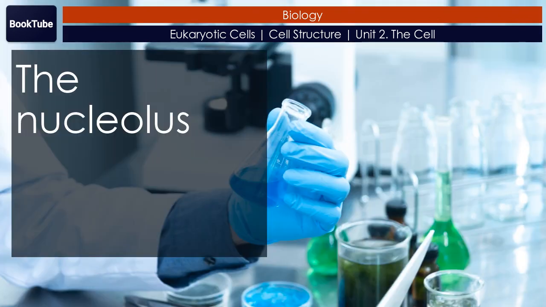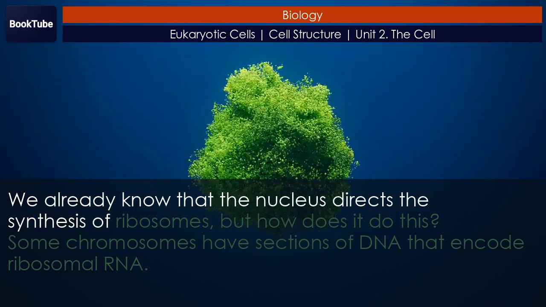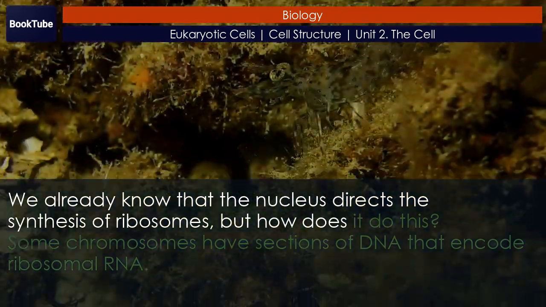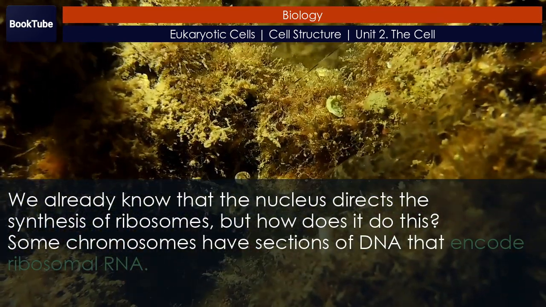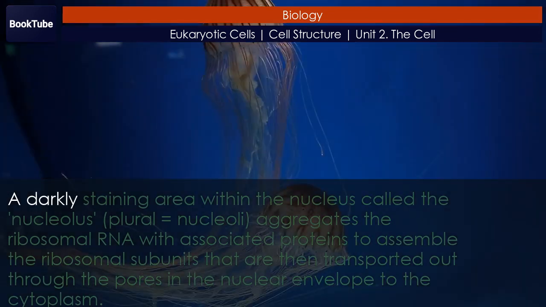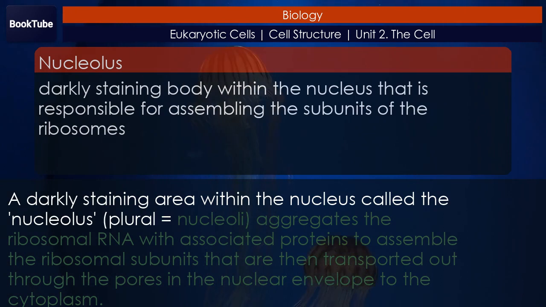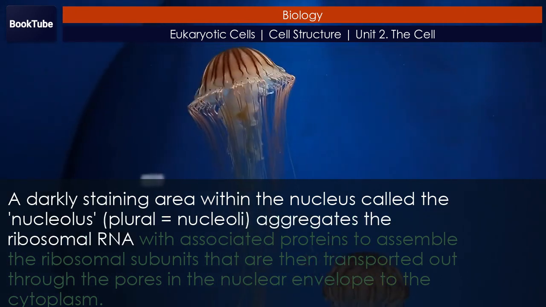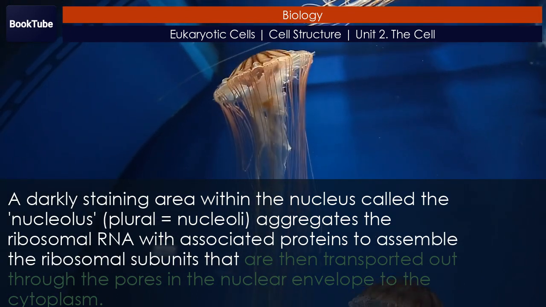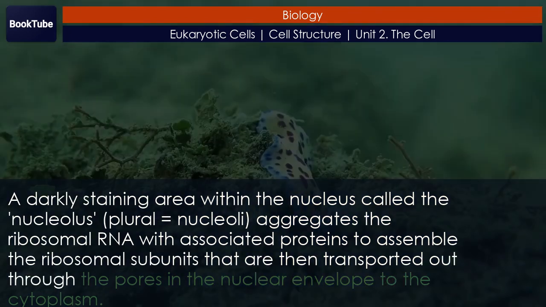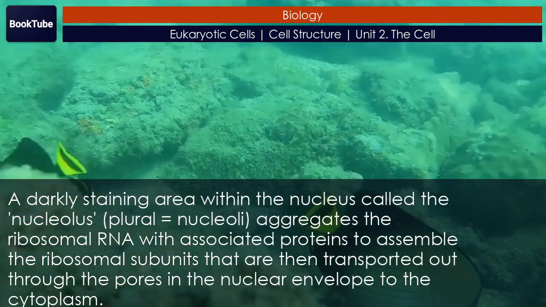The nucleolus. We already know that the nucleus directs the synthesis of ribosomes. But how does it do this? Some chromosomes have sections of DNA that encode ribosomal RNA. A darkly staining area within the nucleus called the nucleolus, plural equals nucleoli, aggregates the ribosomal RNA with associated proteins to assemble the ribosomal subunits that are then transported out through the pores in the nuclear envelope to the cytoplasm.